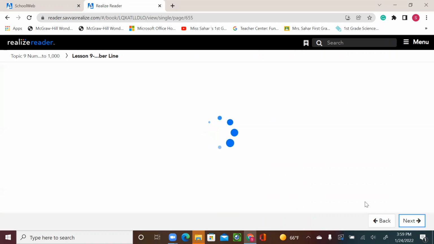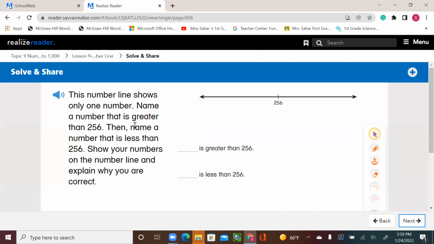So we're going to use our number line to compare the numbers here. Let's see what we have. This number line shows only one number. Name a number that is greater than 256. Then name a number that is less than 256. Show your numbers on the number line and explain why you are correct.